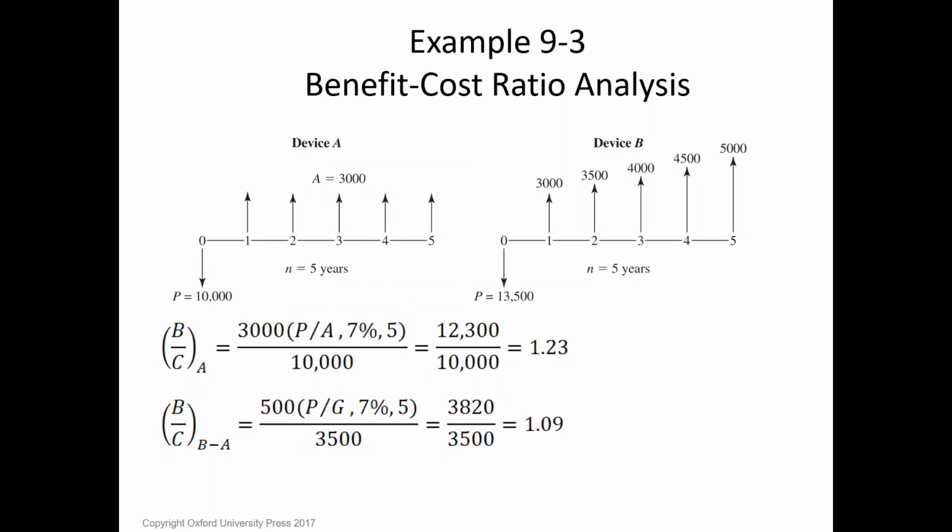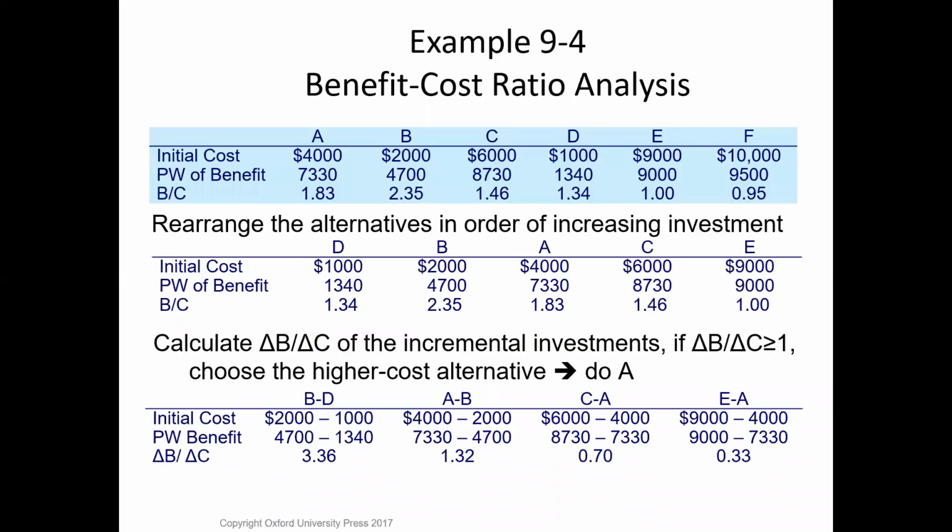Here's a benefit cost ratio analysis example, looking at 2 devices, potentially. One has a $10,000 initial investment and the other has $13,500. Useful life is 5 years, or period of comparison is 5 years. We see that B over C is greater in A, which is 1.23. That means A looks like a better alternative, more benefits relative to cost than the other alternative.